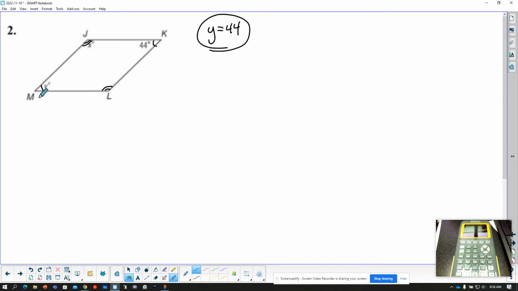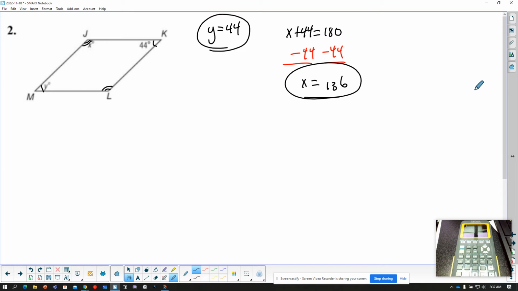The other one we're going to do, I could do y plus x equals 180, or I could do x plus 44 equals 180. I'm going to do the x plus 44 equals 180. I'm going to do that one because I only have one variable then. I can solve for that x by subtracting 44 from both sides. And try to do this in my head. I believe that means x equals 180 minus 44, I think is 136. Hopefully I did that math right.